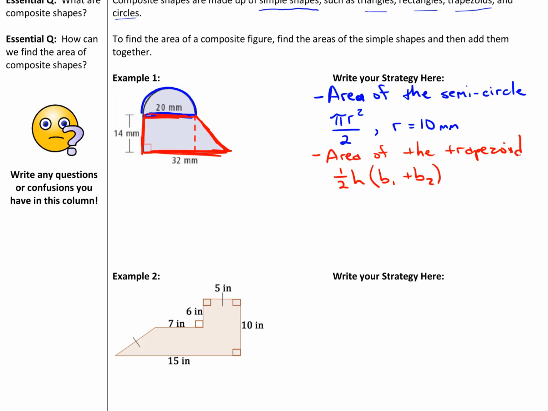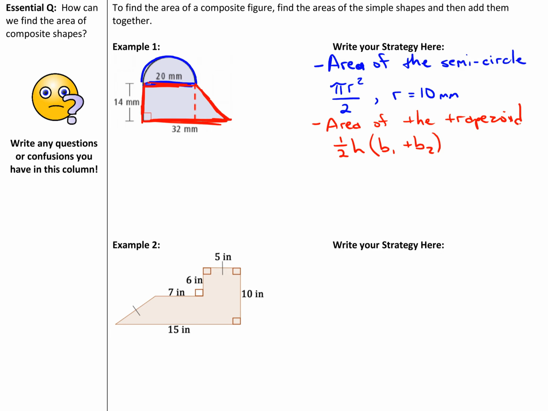All right, so let's start with the circle. We have a radius of 10, so pi times 10 squared, all divided by 2. 10 squared is 100, so 100 times 3.14 is 314, divided by 2 equals 157.